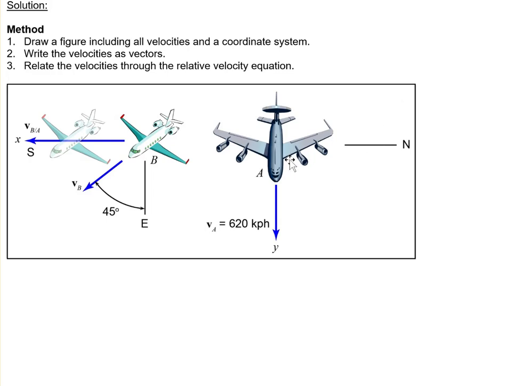We have plane A, which is traveling due east, but we're going to call that the y direction. And then we have plane B, which is traveling southeast, but we're going to give the south direction the x coordinate. And then we know that the angle is 45 degrees, so we can decompose this into the x and the y direction. And then the relative velocity is due south, or in the x direction.